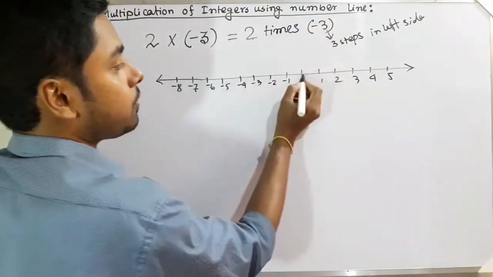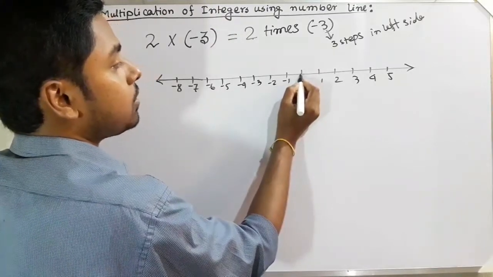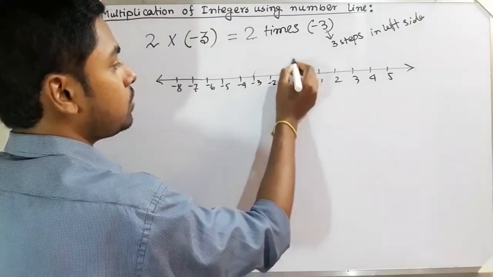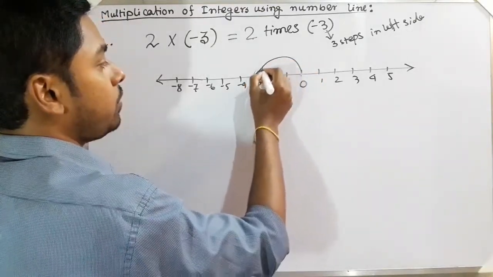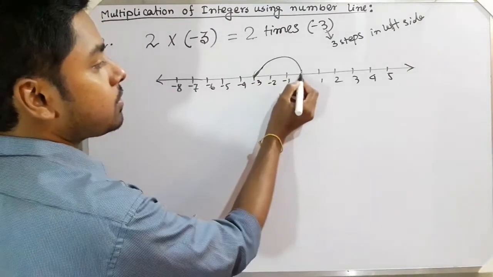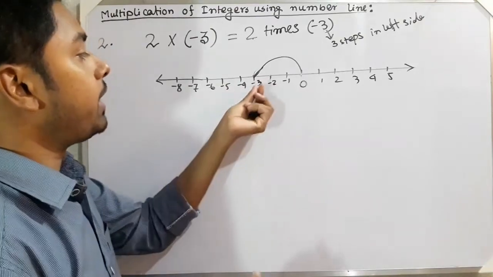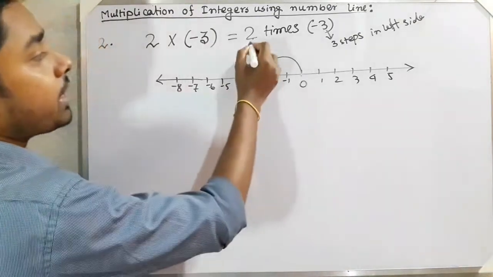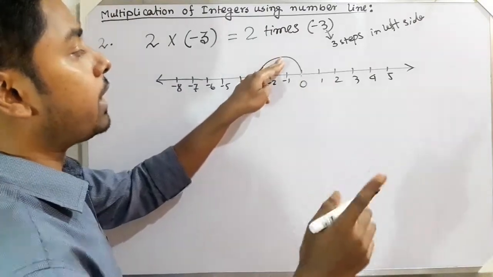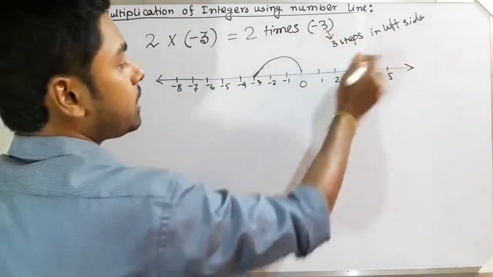2 times. So from here left side count 3 steps. So 1, 2, 3. So from 0 we have come where? Minus 3. 3 steps. Okay. Now we have reached where? Minus 3. And how many times you have to come? 2 times. So we have come here only 1 time. So again we have to come. How many steps? 3 steps in left side also.